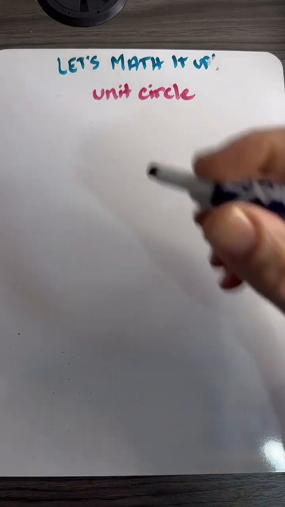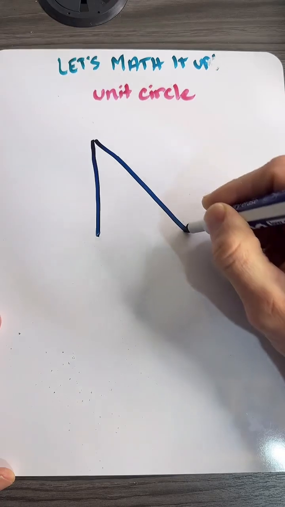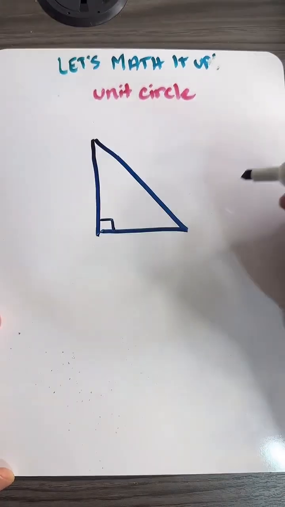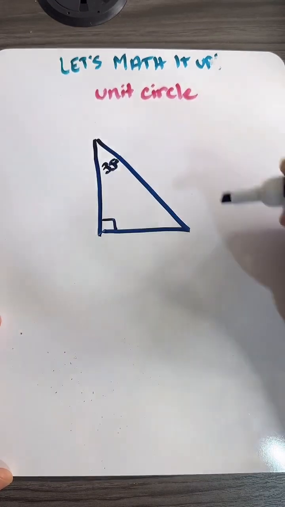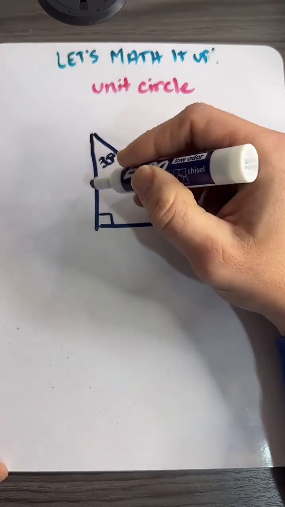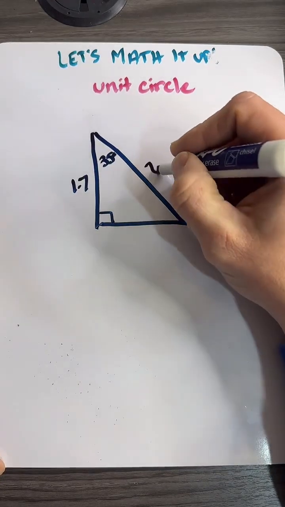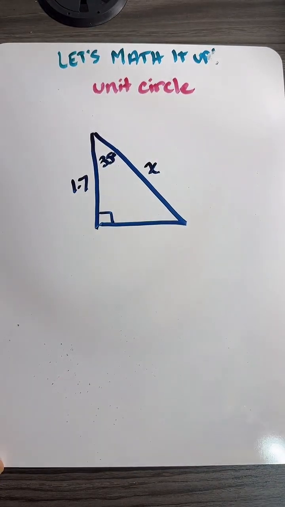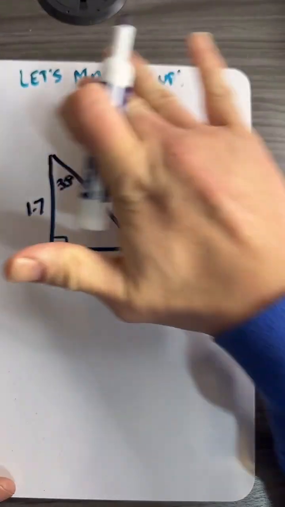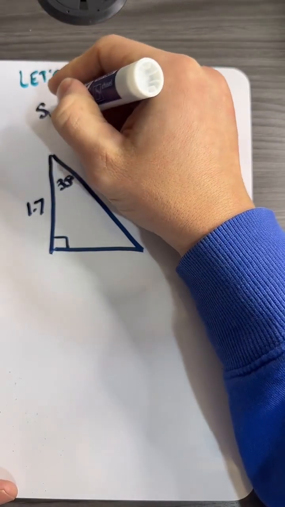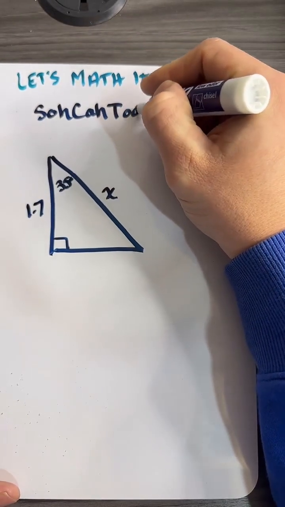So let's say we've got a triangle here. And they give us the fact that this is 35 degrees. Okay. And then they say, okay, this is a right triangle. Let's say this is 1.7. All right. Find x. All right, let's start at the basics. So what we're going to do is look at SOHCAHTOA. All right. Now, if this is a little too basic, let me know.